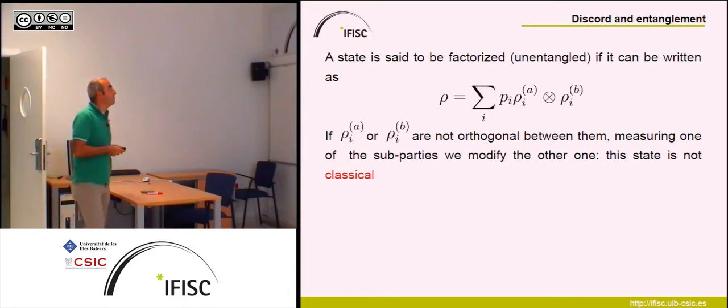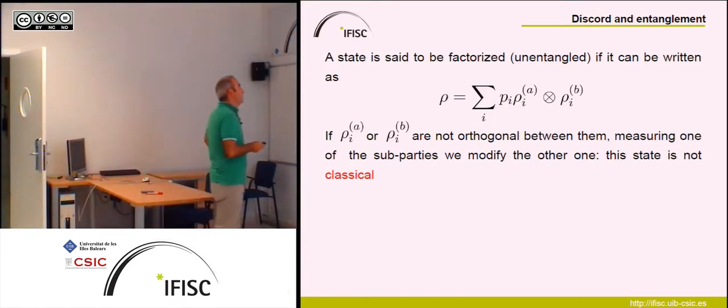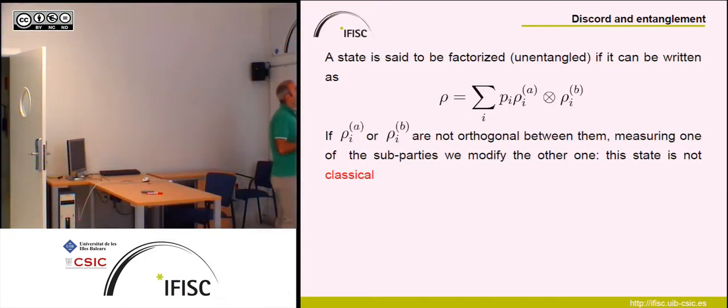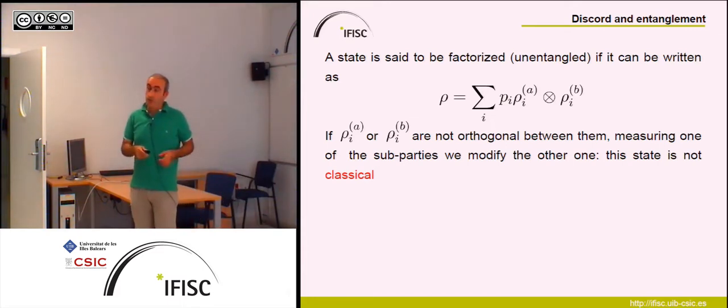A state that is not entangled is factorized. If it can be written as a convex sum of some probabilities p_i multiplied by the factorization between a density matrix in A and another density matrix in B. This is the definition of a state which is not entangled.